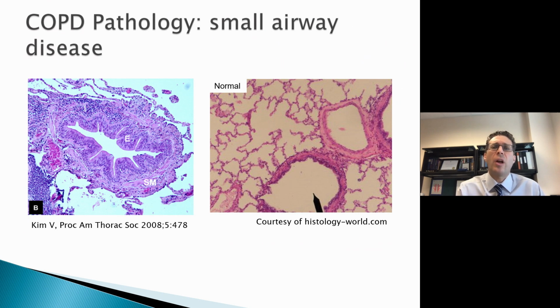Small airway disease is another important component of COPD. And again, a reminder: the nice thin-walled small airway is seen here, whereas the COPD airway shows epithelial thickening, fibrosis, but not much smooth muscle hypertrophy, in contrast to asthma.